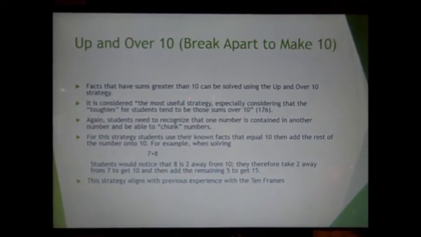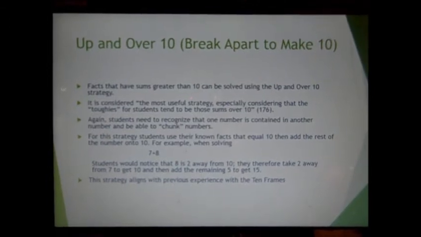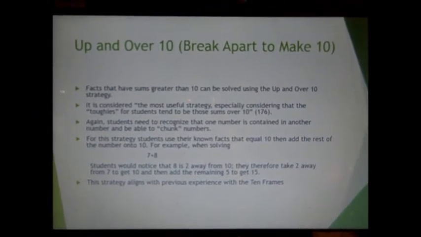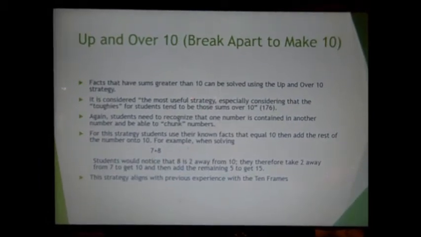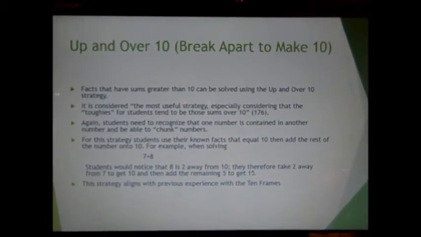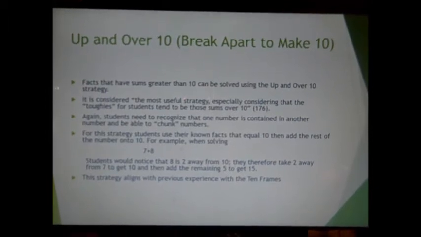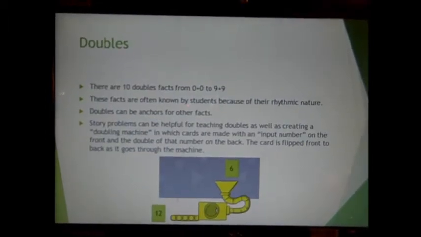They therefore take 2 away from 7 to get 10, and then add the remaining 5 to get 15. So you'd look at the problem now as 10 plus 5. This strategy aligns with previous experiences with the tens frames. Alright, let's look at doubles.